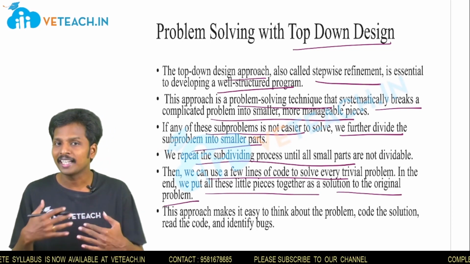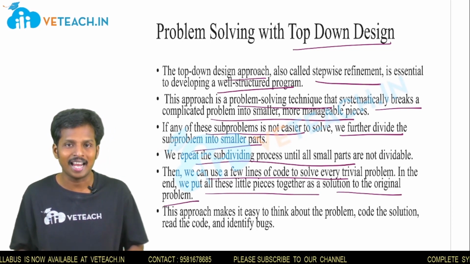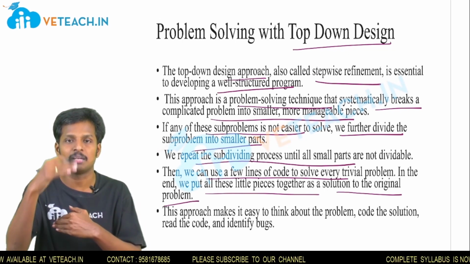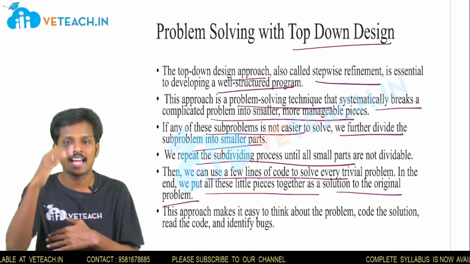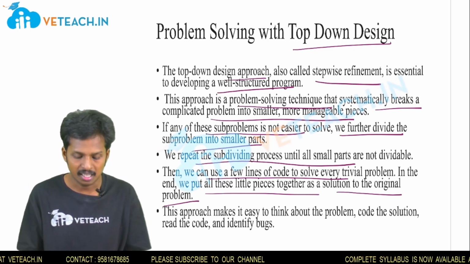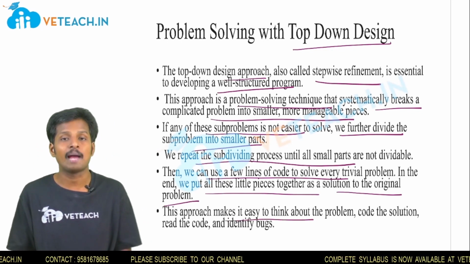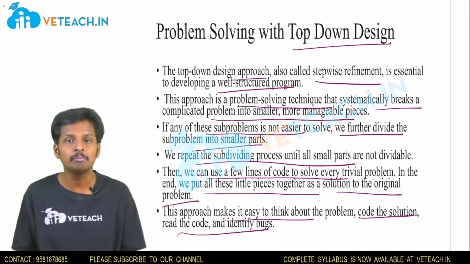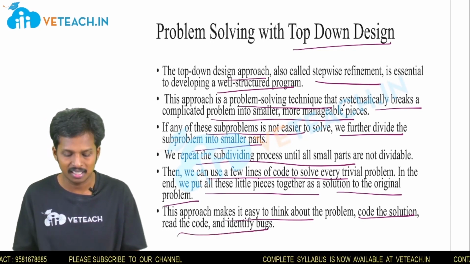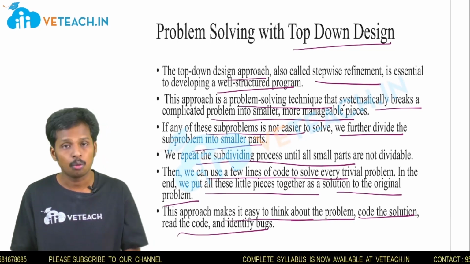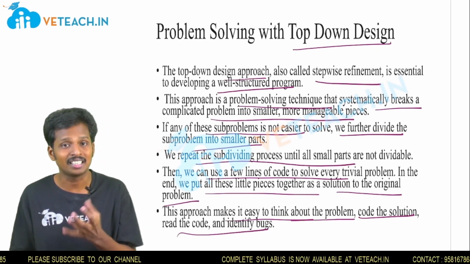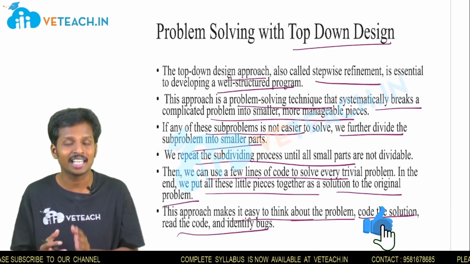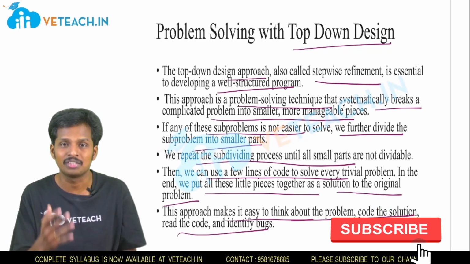After writing the simple solutions for the last-step modules, we combine all these instructions to frame the solution for the entire top problem that we have. This approach makes it easy to think about the problem, code the solution, read the code and identify the bugs. So by using this approach, we can think about a problem easily, code the solution easily, read the code easily, and easily identify the errors if there are any.